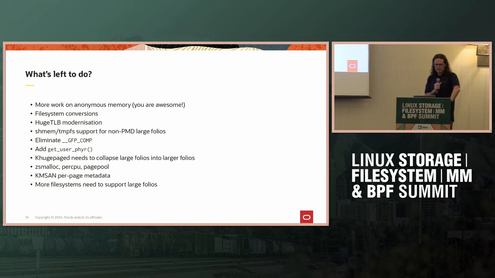I want to get rid of GFP comp. I want to get rid of non-compound high order allocations. I think crypto is our biggest offender right now for just saying, yeah, give me a bunch of pages and I will track each of them individually. But we do have a few others. So yeah, I just want to make all high order allocations compound allocations.